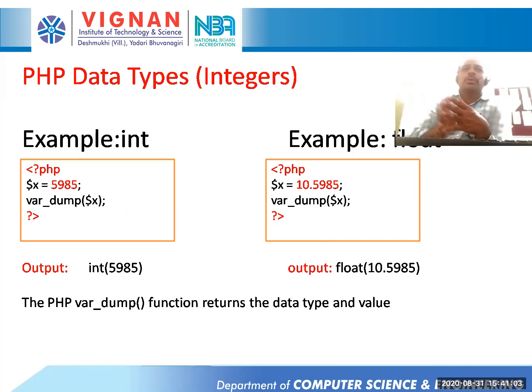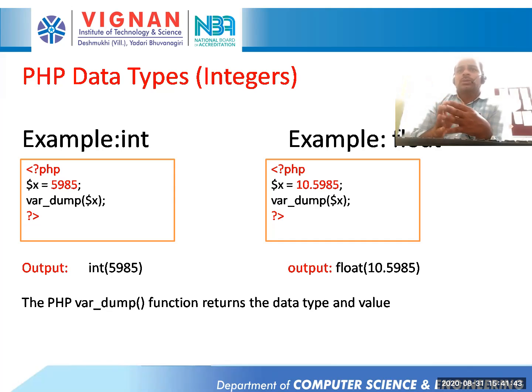This is an example for integer, for demonstration of the integer and float numbers. So integer $x is equal to 5985. x is an integer variable, because, as we have already discussed, when a variable is initialized, the value itself tells the type of the variable. Because x is initialized with 5985, it is an integer number, so x is an integer variable. var_dump is a built-in function supported in PHP, which returns the value and type of a variable. See the output here: the value is 5985, and its data type is integer.